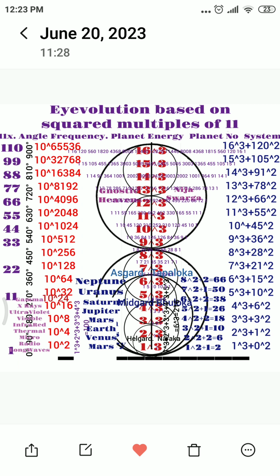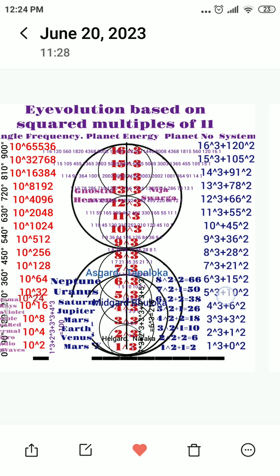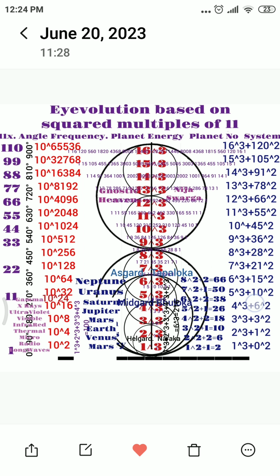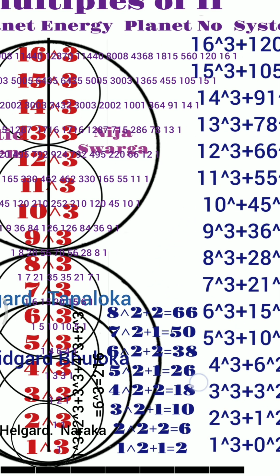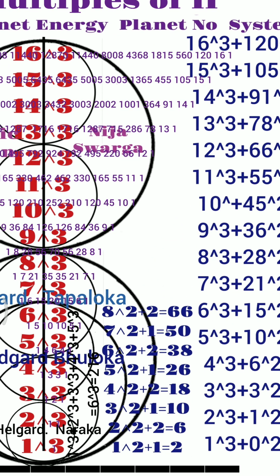So in terms of polar coordinates only, we took number 11. Number 11 is basically the arc of the circle. The length of the arc of the circle is the multiple of 11. But when you want to take the overall system, to describe the evolution, then you have to take the squared multiple of 11.